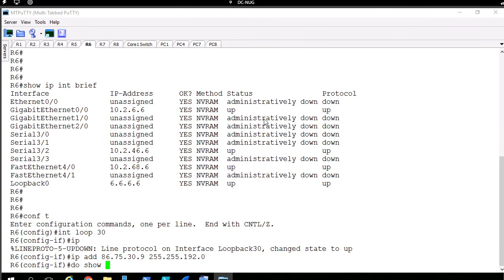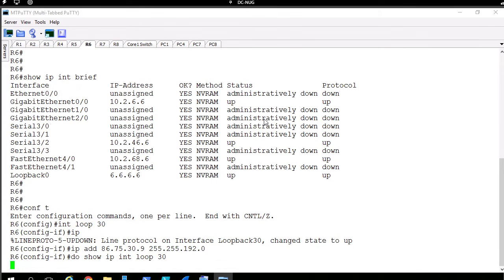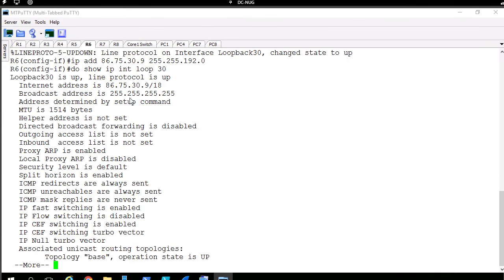Now, to verify that, check this out. We can do a show IP interface for loopback 30, and that's going to show us a lot of detail regarding that interface, but most importantly, I just wanted to show you that here is the IP address and the mask in the slash notation. So when we put a 192 in that third octet, that means those high order 2 bits from that third octet are on the mask. That's why it's a /18.